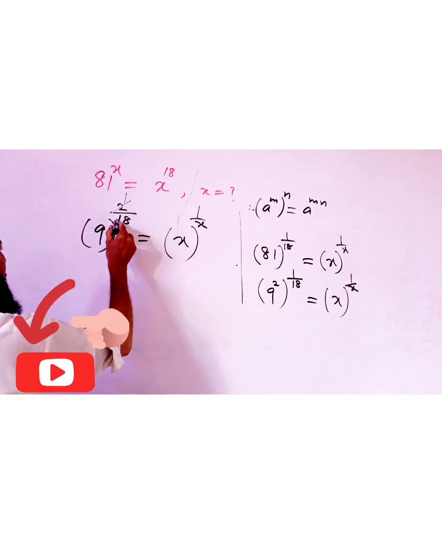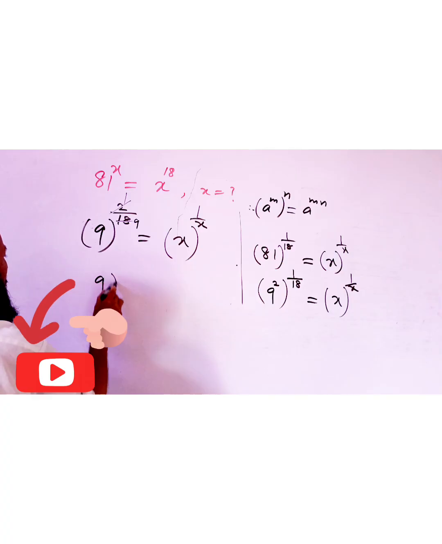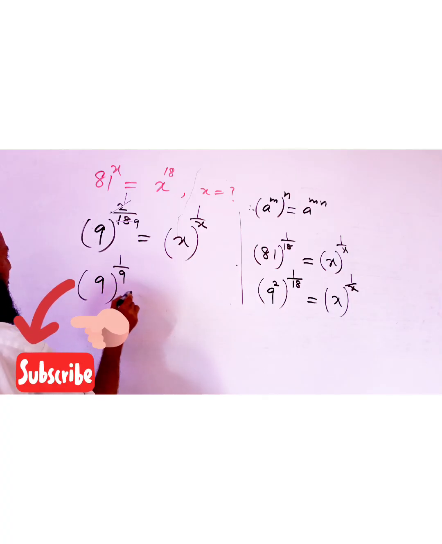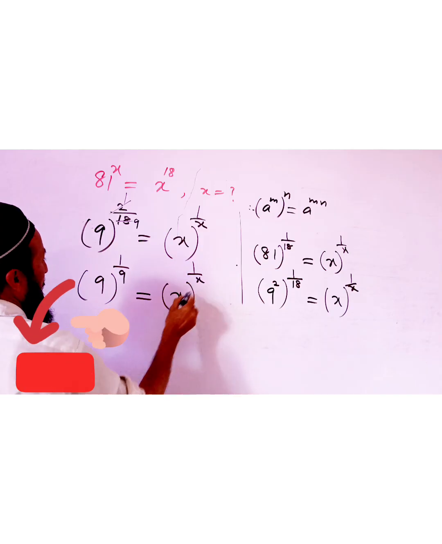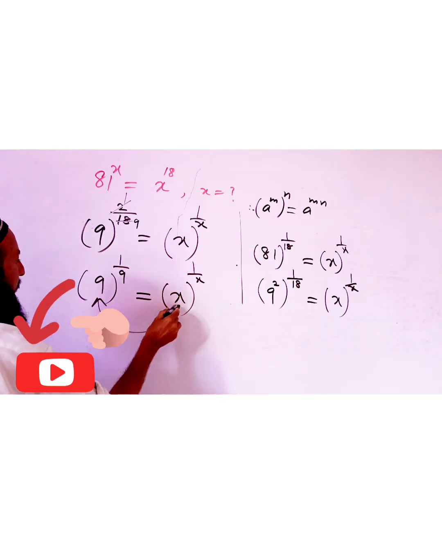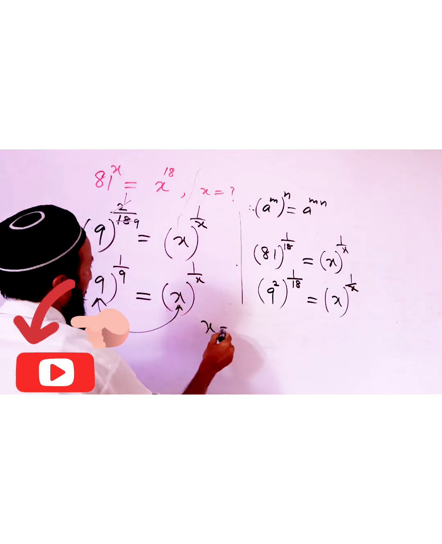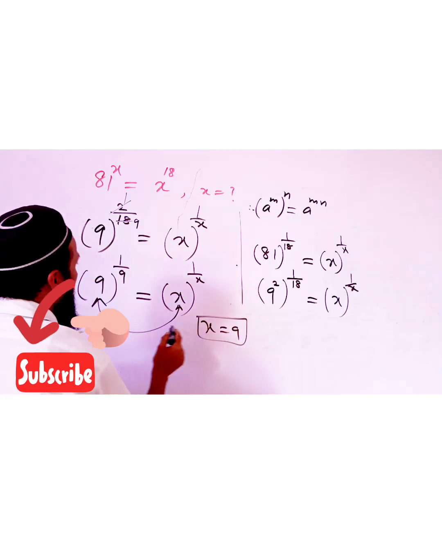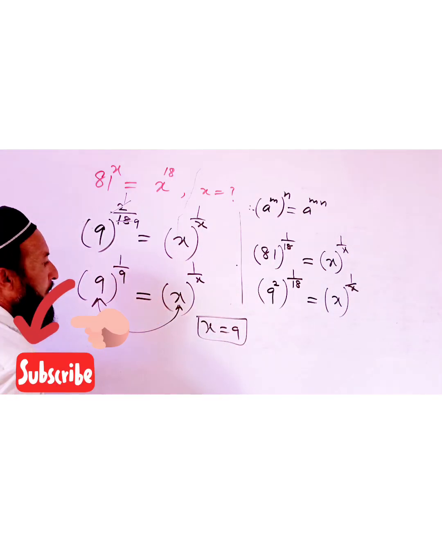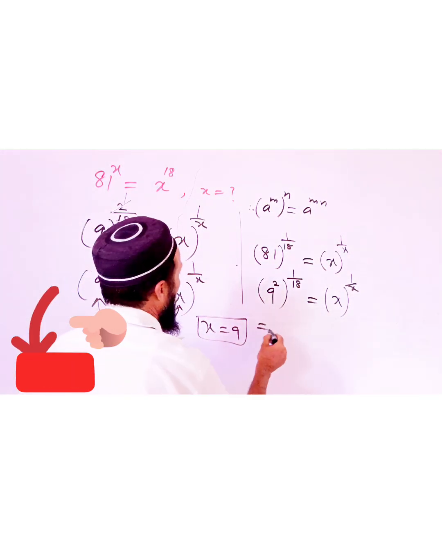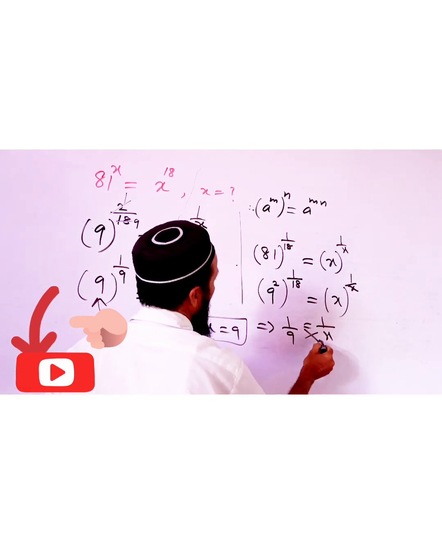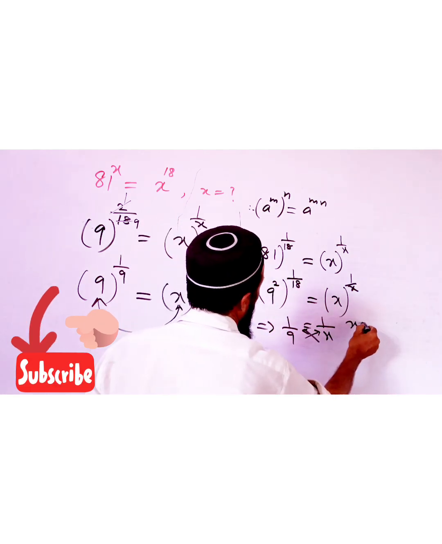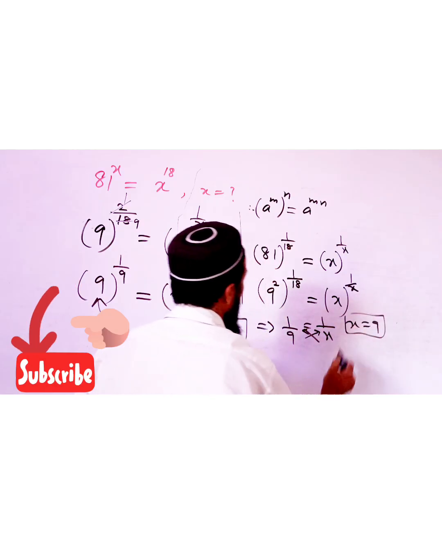Now both are cancelled to each other, we get 9 whole exponent of 1 by 9 is equal to x whole exponent of 1 over x. Now base, look here, x is equal to 9, this is the answer of this question. If we compare the power, we will get the same answer: 1 by 9 is equal to 1 by x. If we take the cross multiplication, we get x is equal to 9.